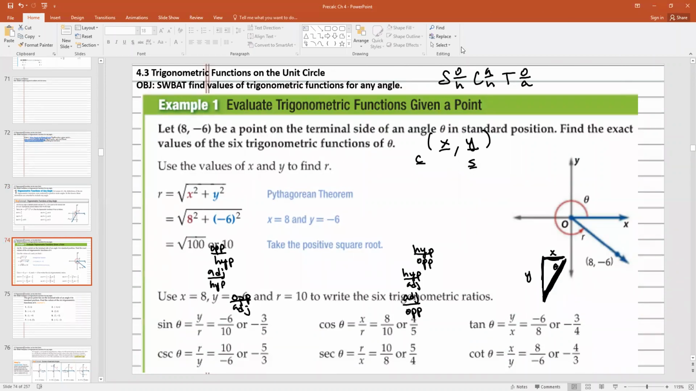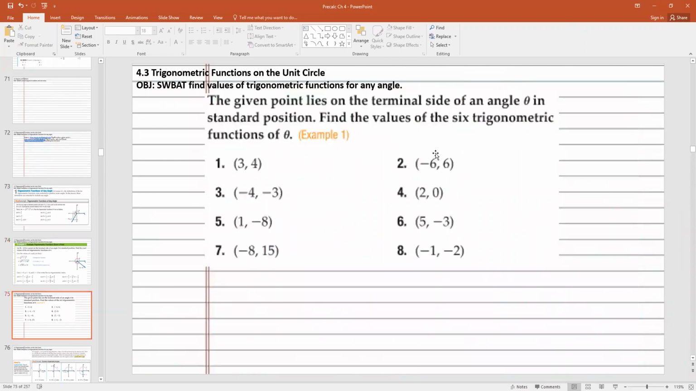All right, so here's an example. It says a given point lies on the terminal side of an angle theta in standard position. Find the values of the 6 trigonometric functions of theta. Let's try one of these. If you want, you could try number 5. I'll do number 8, so it'll be similar.